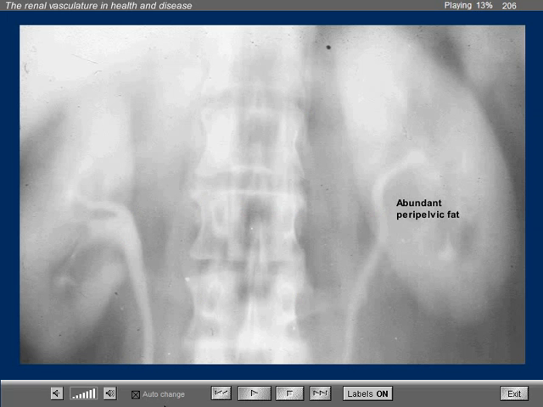This is a nephrotomogram of a normal patient who has an abundance of peripelvic fat at the level of the renal sinus. This is a perfectly normal finding.